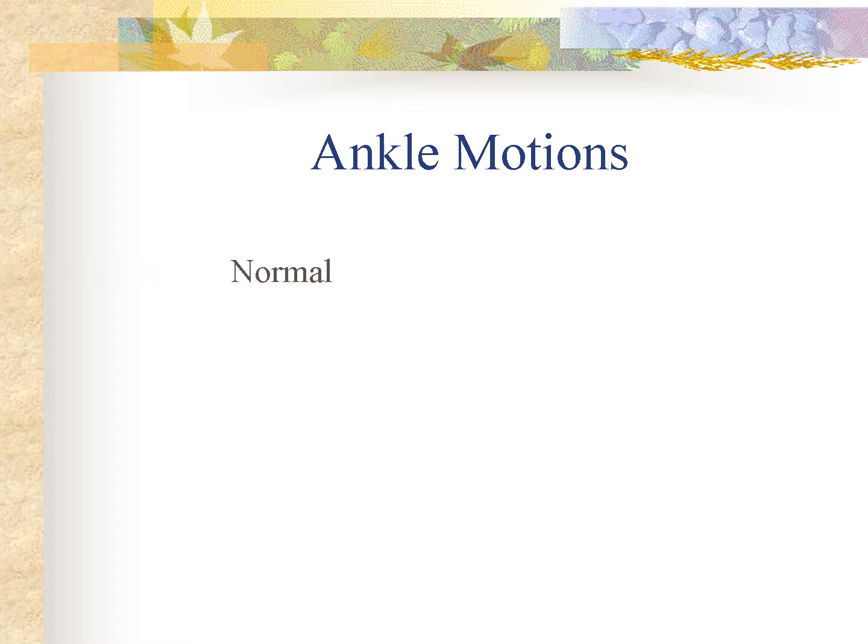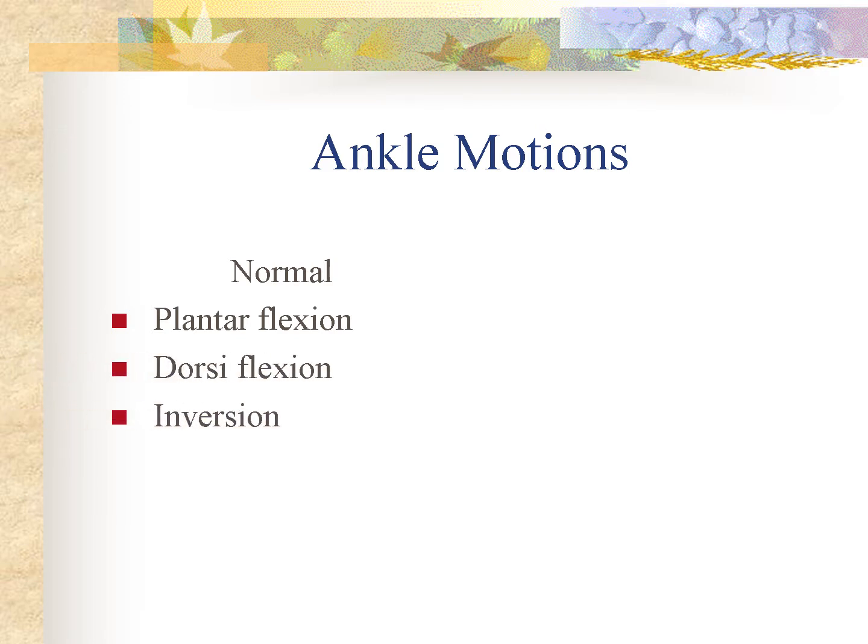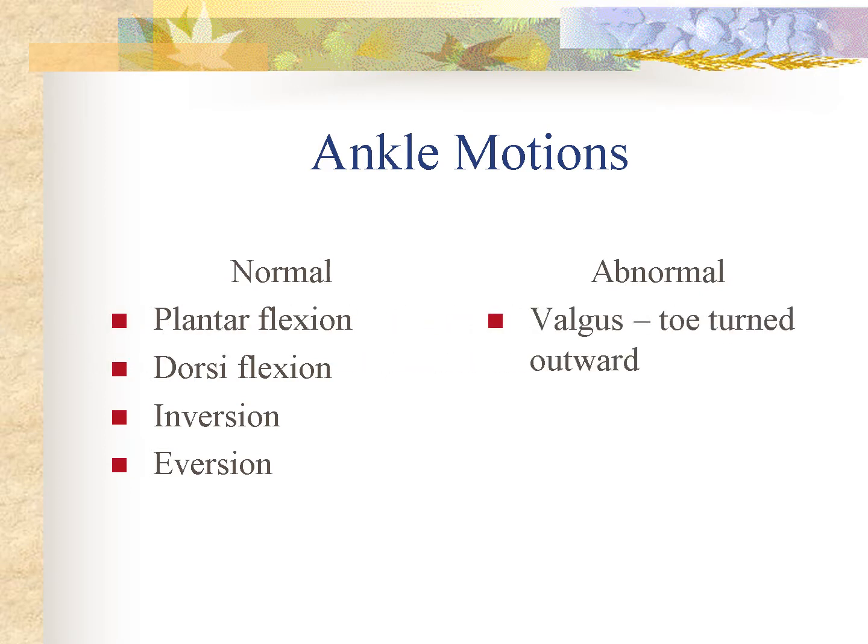All right, ankle motions. Now, the normal motions are plantar and dorsiflexion, inversion, and eversion. An abnormal motion is kind of considered to be abduction and adduction. So when the toes are turned outward, like when you're pigeon-toed, that's called valgus, and when they're turned inward, it's called varus. And I'll give you some ideas about how to remember that in class.